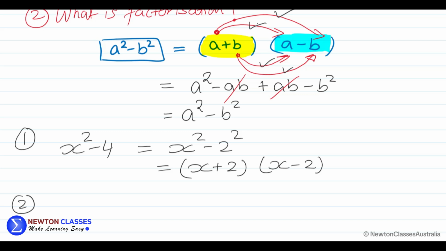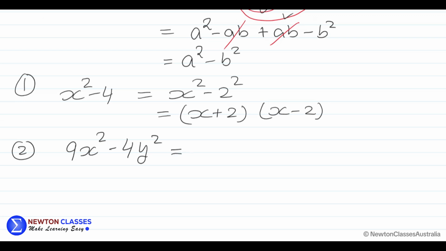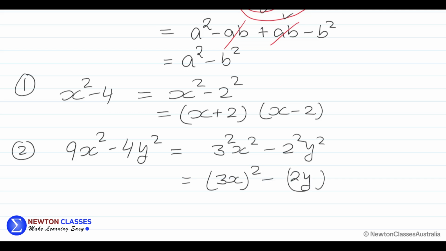The second type of equation is when we have to convert the terms into perfect squares. For example, I have 9x square minus 4y square. Here 9 and 4 are not presented as perfect squares. So what is the first thing? We will convert them into perfect squares first. So 9x square becomes 3 square x square, 4y square becomes 2 square y square. Now we'll put them in brackets. So what will happen now? 3x whole square minus 2y whole square.